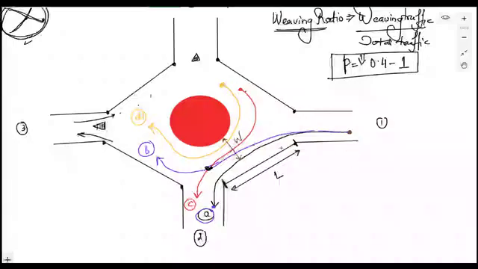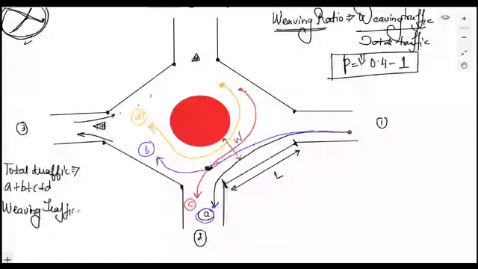In these types of movements, if you want to see the total traffic, then the total traffic will be A plus B plus C plus D. This will be the total traffic. Now, if you want to see the weaving traffic, what will be the weaving traffic here? The weaving traffic is basically B and C. This is the weaving traffic.